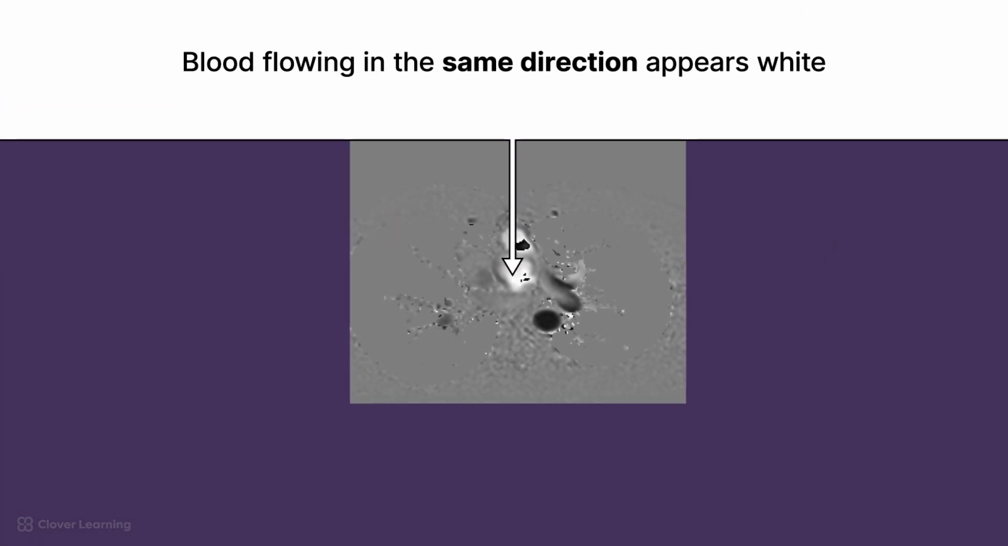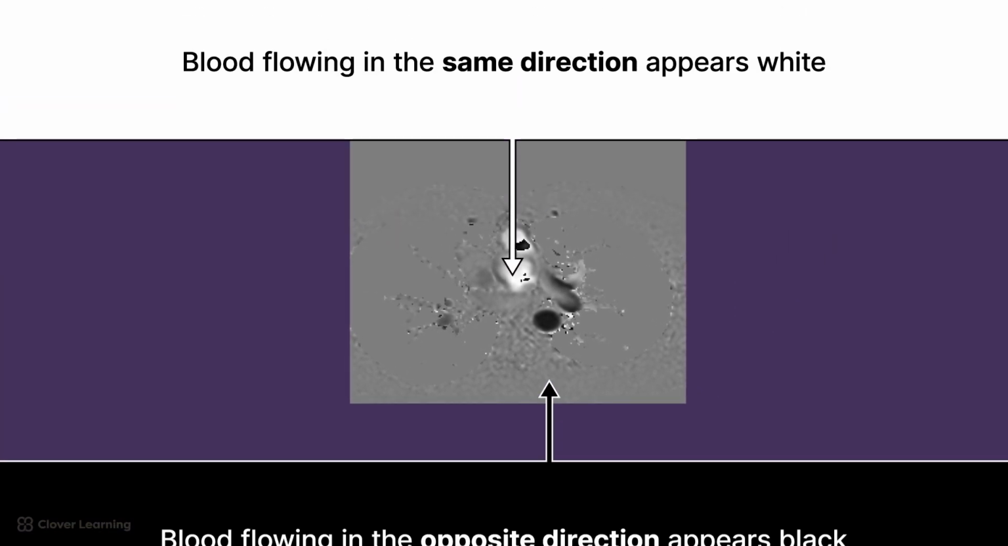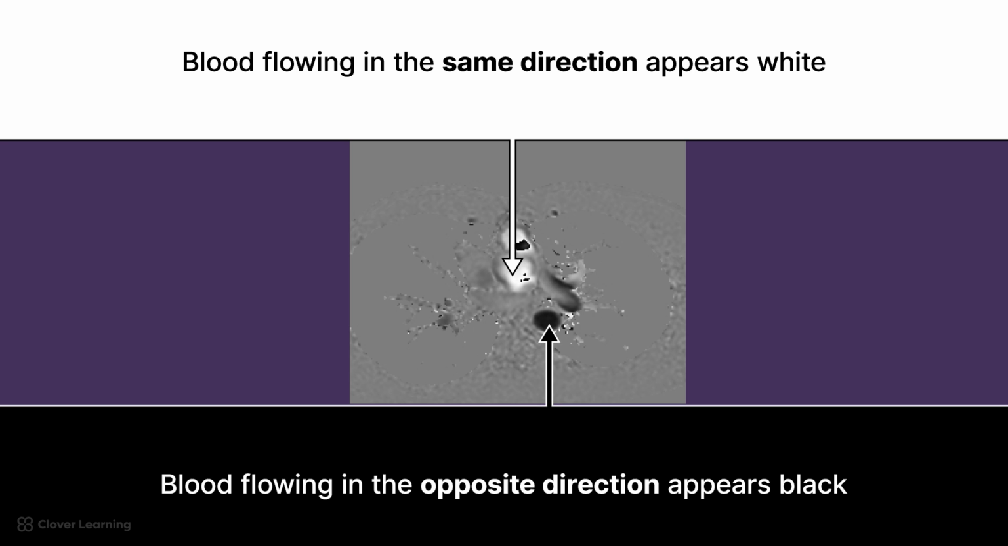If blood is flowing in the same direction as the Venc gradient, it will appear white, and if blood is flowing in the opposite direction of the Venc gradient, it will appear black. These images are crucial for quantifying the direction and speed of blood flow, allowing for the assessment of hemodynamic parameters.